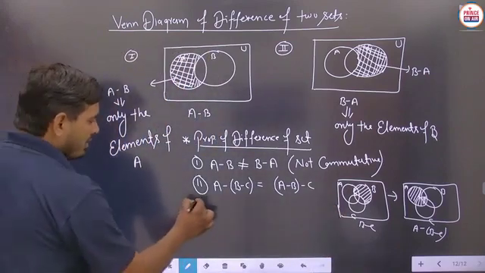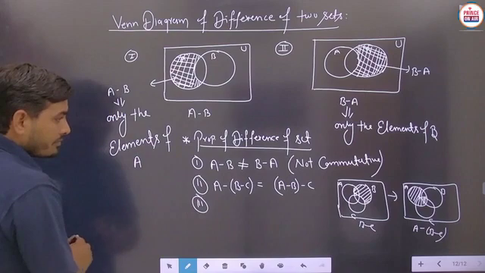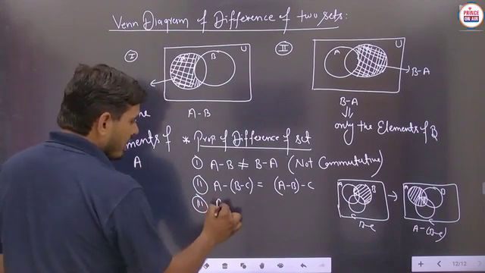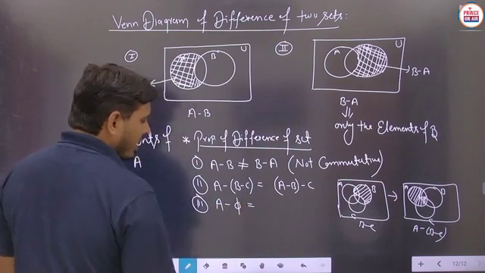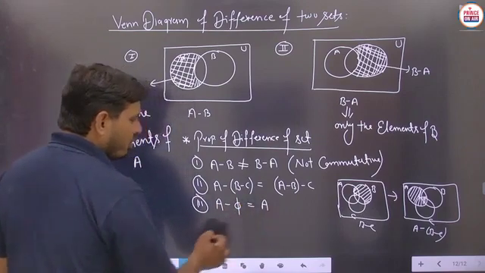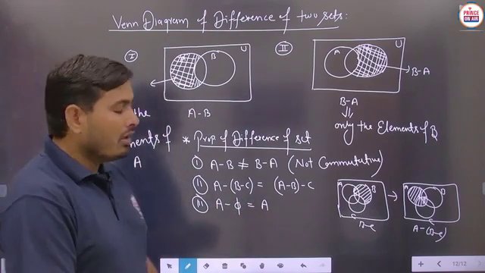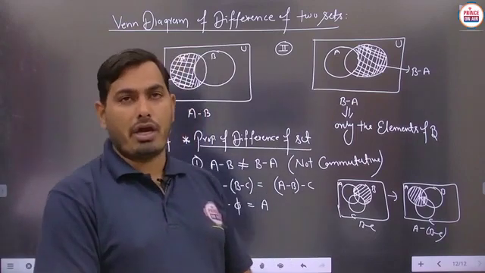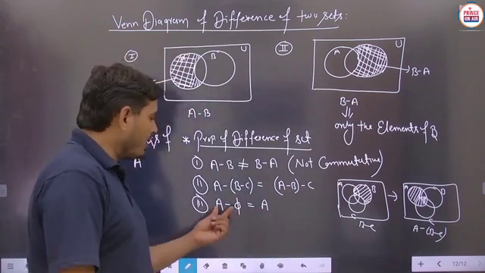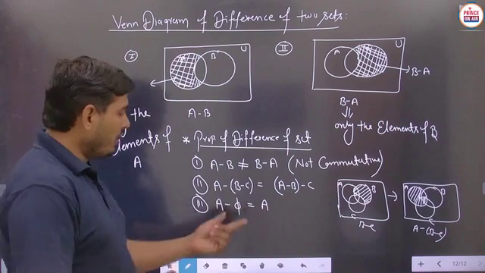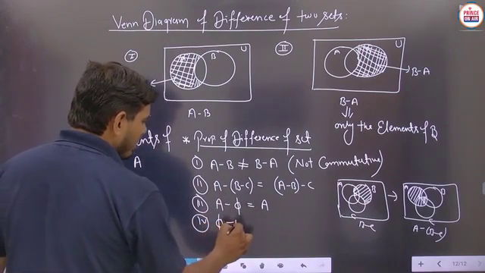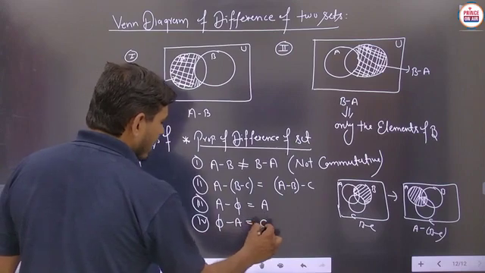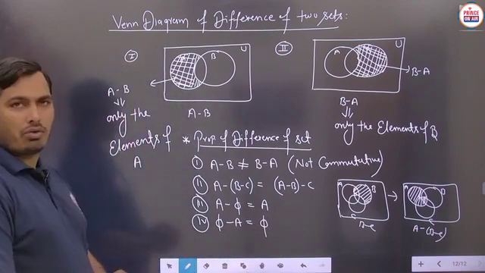The next part we are taking. Suppose A is subtracted with phi, then the answer is again found to be the set A. And you can say, students, that phi is said to be the empty set, meaning we have to write the elements of A only. And suppose we are taking phi minus A, then you can say that the answer is obtained as phi. Is it clear?